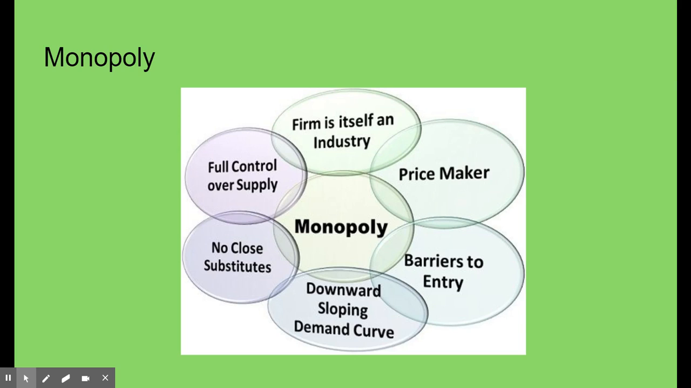It's very difficult to become a monopoly, and it's very difficult to start up as a new business to compete with a monopoly. And so there are barriers to entry. There are no close substitutes because they have this unique product, and they also have a downward sloping demand curve, which we'll look at in a little bit.